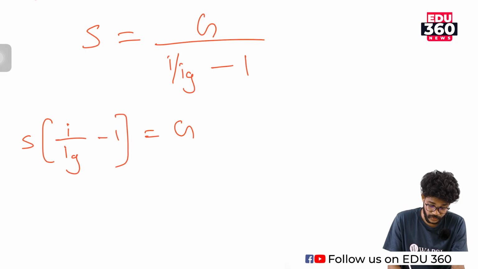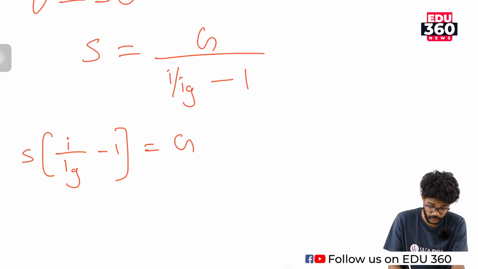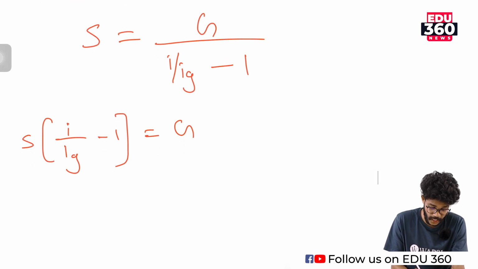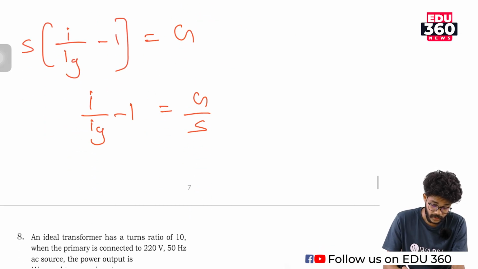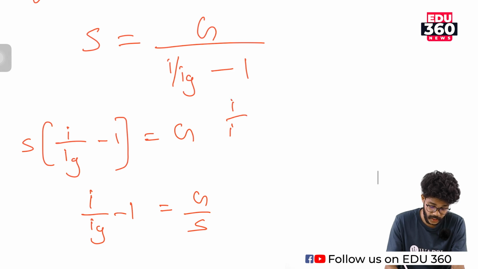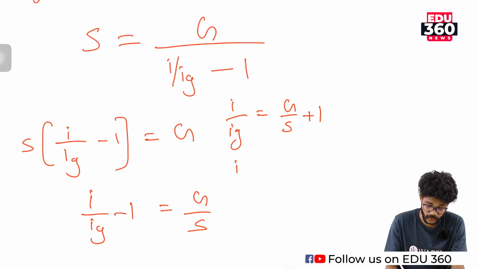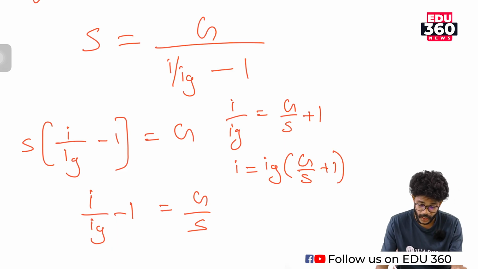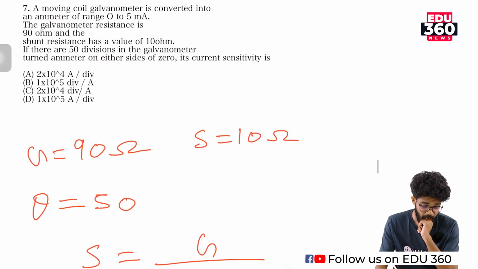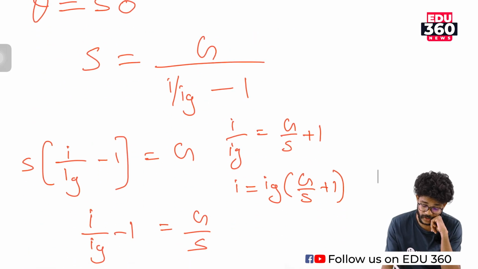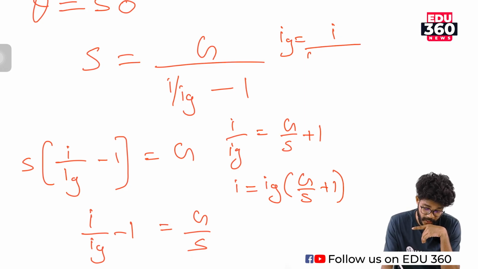So I by Ig minus 1 is equal to G by S. So I by Ig is equal to G by S plus 1, and I is equal to Ig into G by S plus 1. Actually we have I only. So Ig is equal to I divided by G by S plus 1.